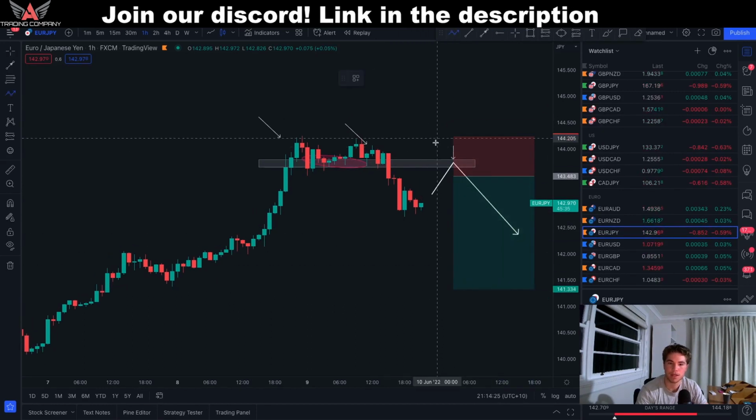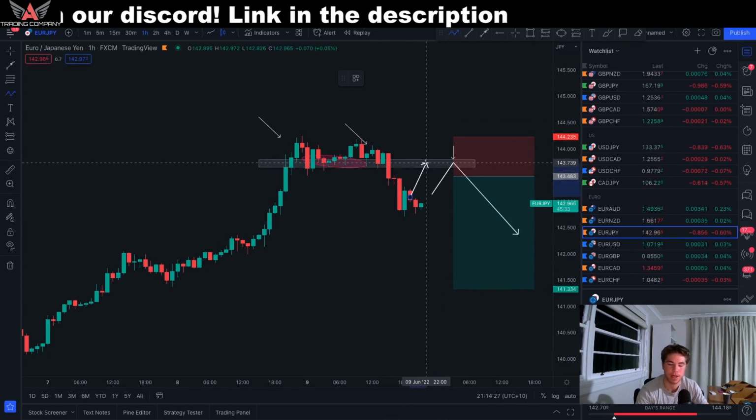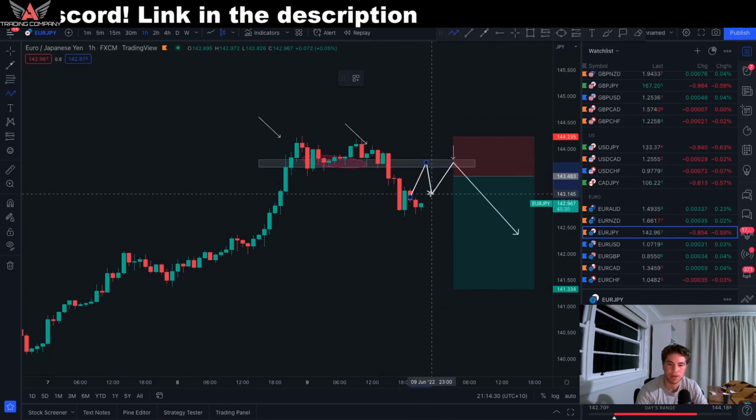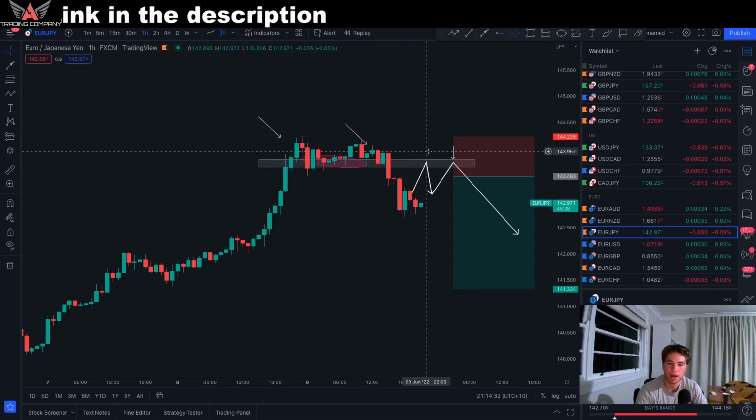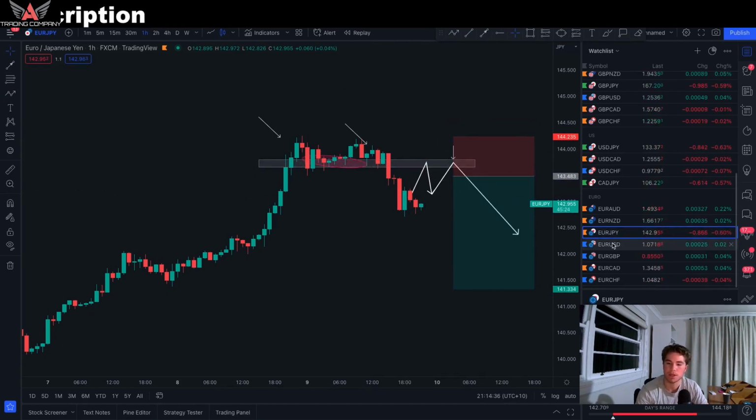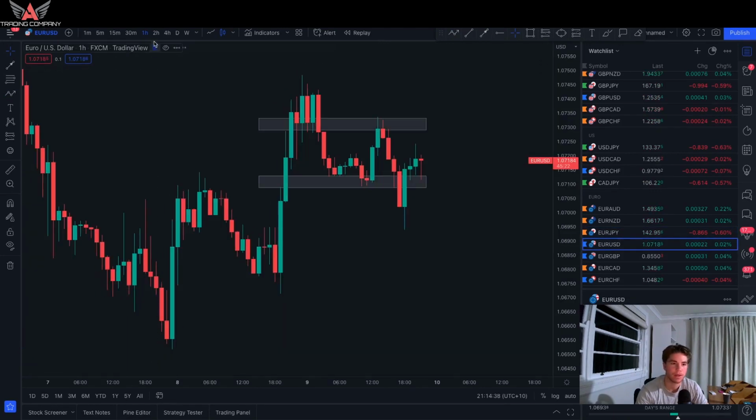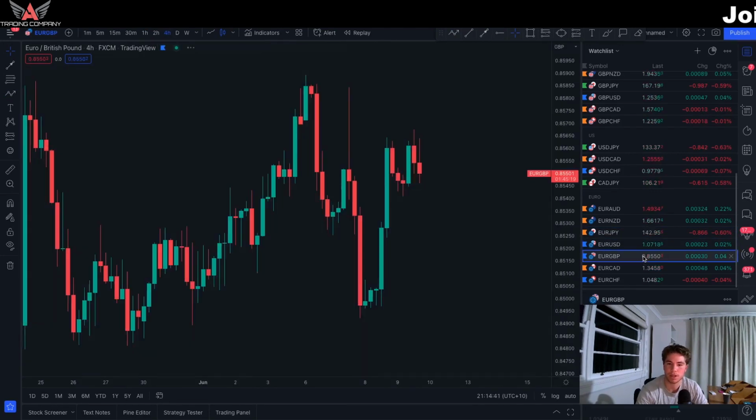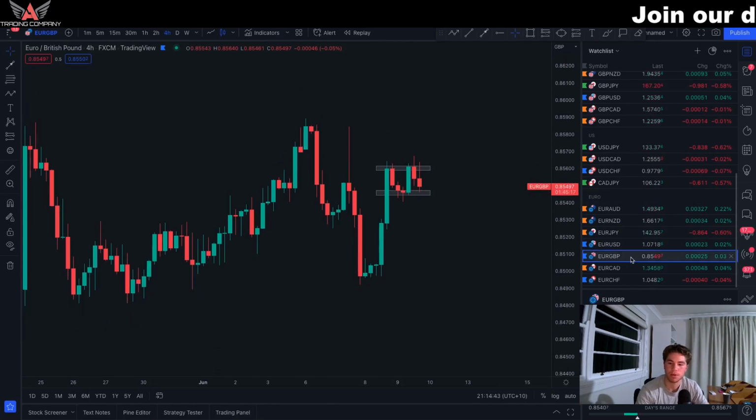If price pushes back but doesn't quite present a good entry, we can just wait for a double top to be created and the exact same thing. Very simple system, just be patient. The rest of these are pretty much ranging, so I'm just going to wait for them to break out of these levels.